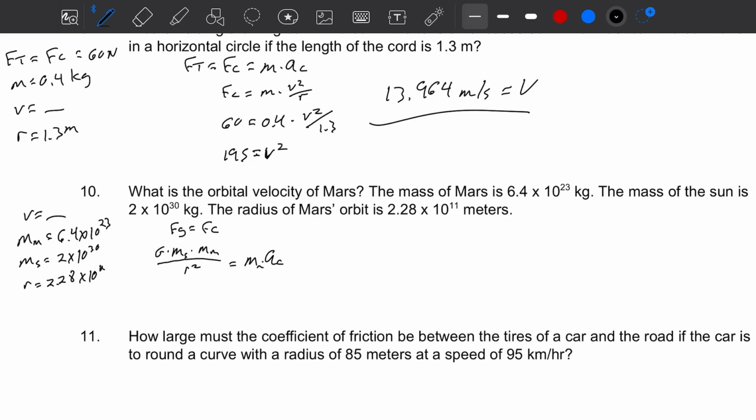Fg is G times mass of the sun times mass of Mars divided by the radius squared. Centripetal force is the mass of the orbiting body, being Mars, times the centripetal acceleration. Mass of Mars cancels out. It's on both sides. It's always the smaller mass that's going to cancel out. So G, gravitational constant, times the mass of the sun, divided by radius squared is equal to, let's change acceleration to v squared over r, so that we've got it in terms of v. The r on the right cancels the square on the left, so we've got gravitational constant times mass of the sun divided by r is equal to v squared.